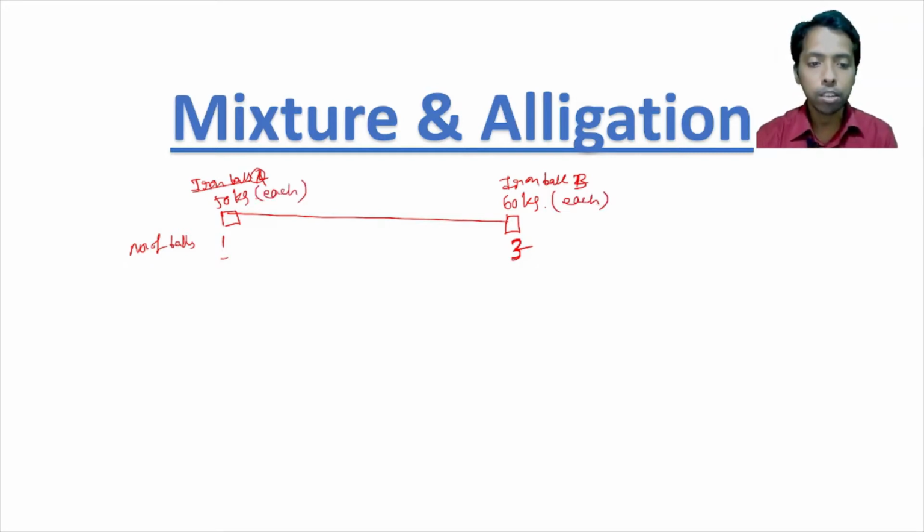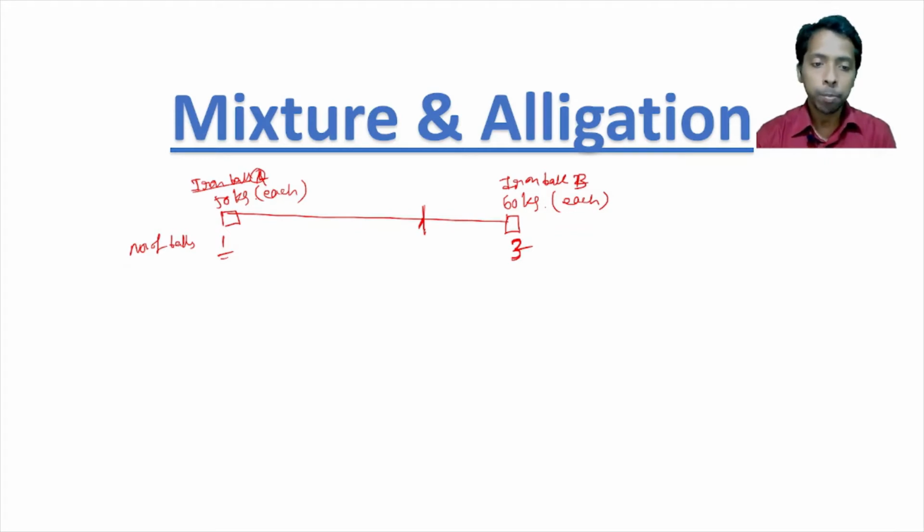The total weight here is 50 kg, and the total weight there is 180 kg. Now in which direction should they move? Obviously the midpoint should be close to this side. Whatever the weight would come here is not our purpose right now, but understand that the 50 kg iron ball is one unit, the number is 1, and here it is 3. So obviously the midpoint should be close to the heavier side.